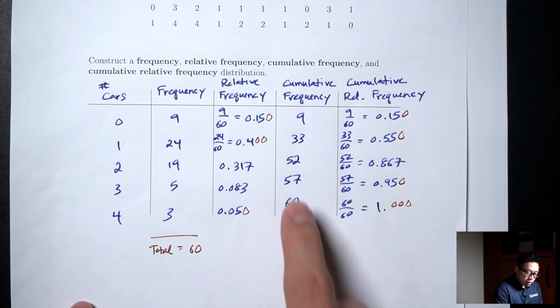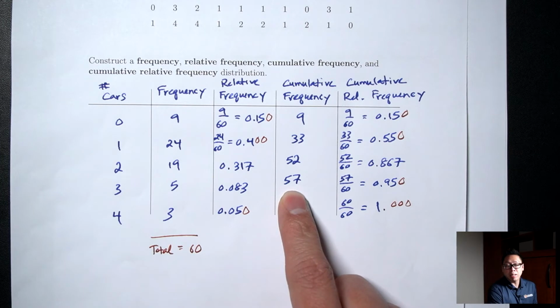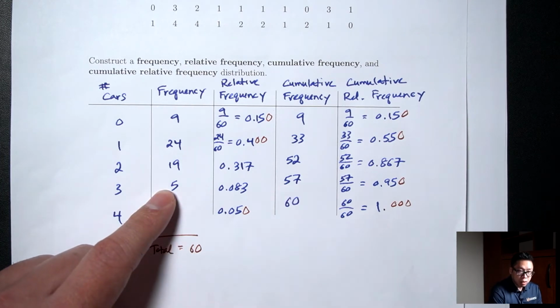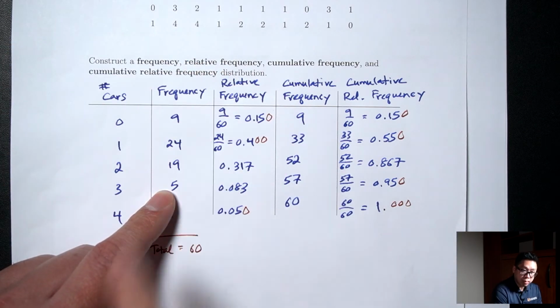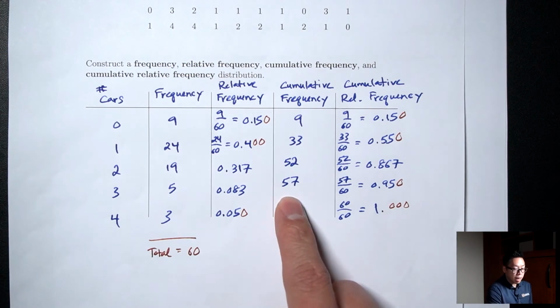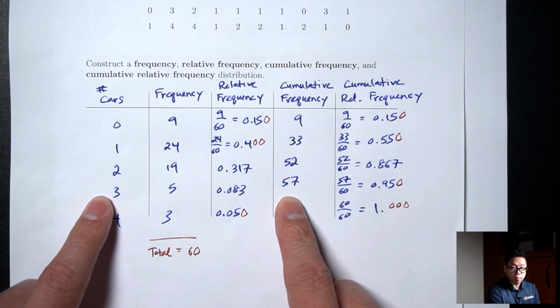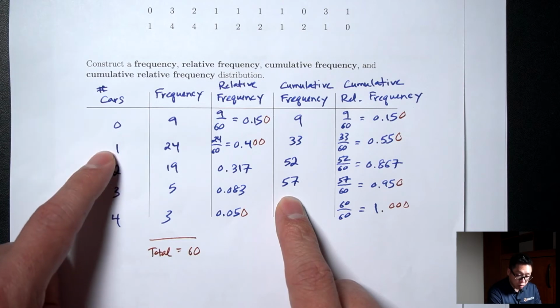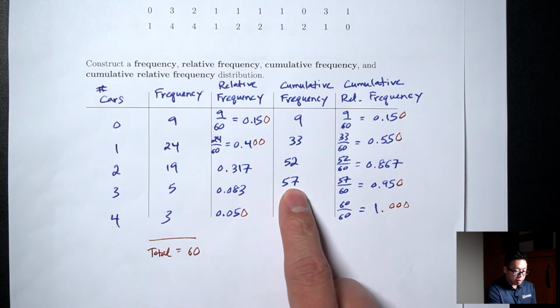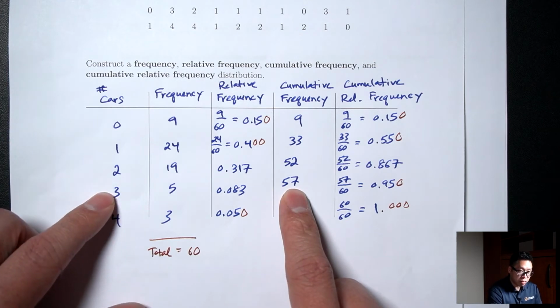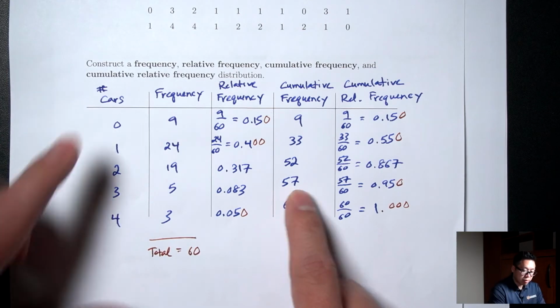Now, this 57, remember, how did we get this 57? We got this 57 by adding the 5 with everything before it, right? So we did 5 plus 19 plus 24 plus 9. So this 57 is not just counting the number of people that have 3 cars. It also includes the number of people that have 2 cars, 1 car, 0 cars. So this 57 is counting the number of people who have 3 cars or less, okay?